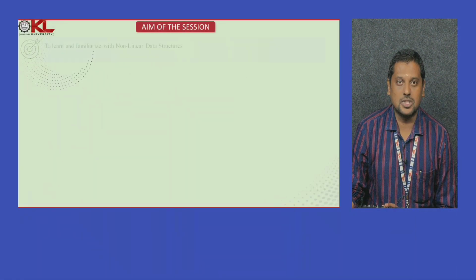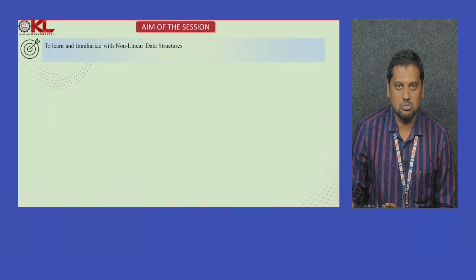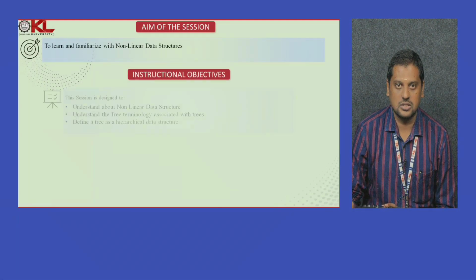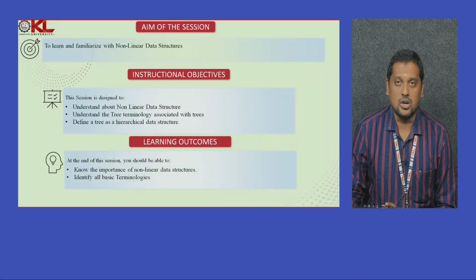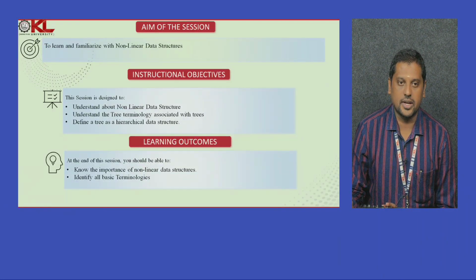Starting with the aim of the session. The aim of the session is to learn and familiarize with nonlinear data structure. What is the instructional objective? That is to understand about nonlinear data structure and also the tree terminologies associated with trees, and to define the tree as hierarchical data structure. And what is the learning outcome? That is to know the importance of nonlinear data structure and also to identify all basic terminologies.